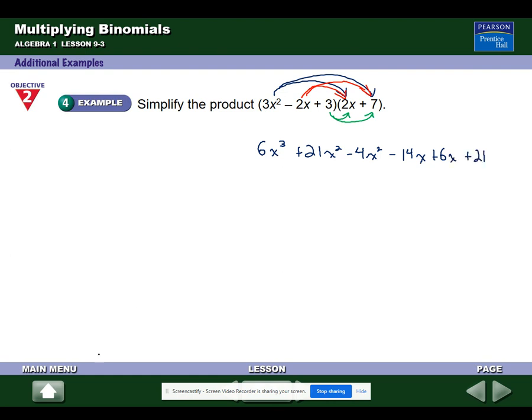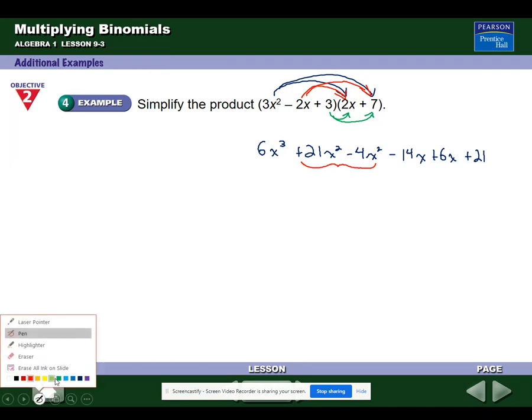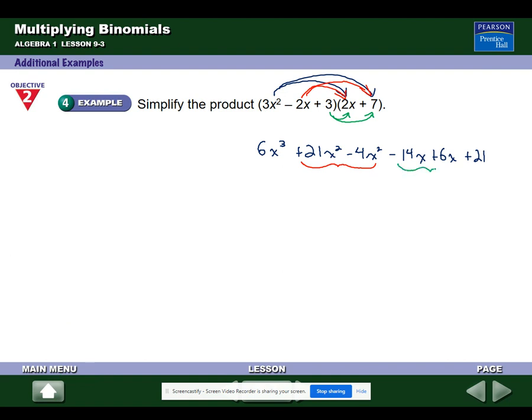Okay, so we want to look for like terms then. And what I see here is a couple of x squared terms. Those are alike. And then what I also see is a couple of terms with x to the first power. Those are alike. There is nothing alike with x to the third. There's nothing alike with the constant 21. So we write 6x to the third plus 17x squared minus 8x plus 21.